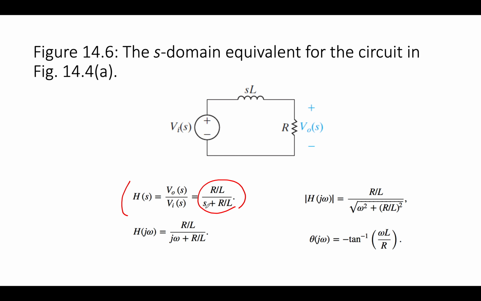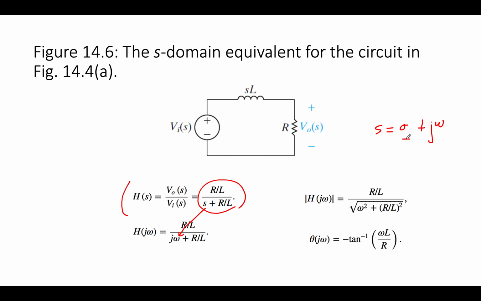We substitute into the transfer function. We substitute j omega for s. So just as a reminder, remember s in Laplace is actually a complex frequency, sigma plus j omega. And remember in the transform variable we have e to the minus st.